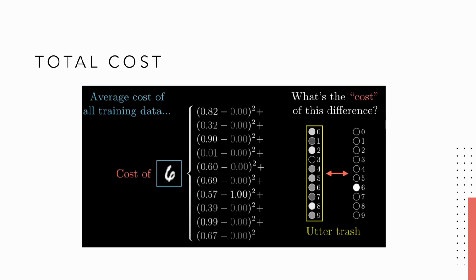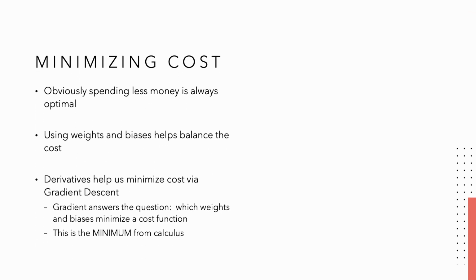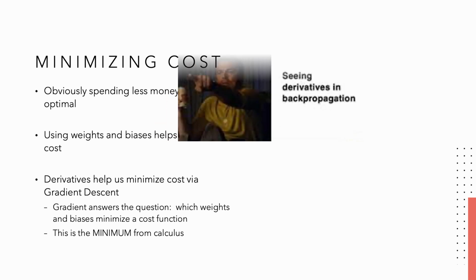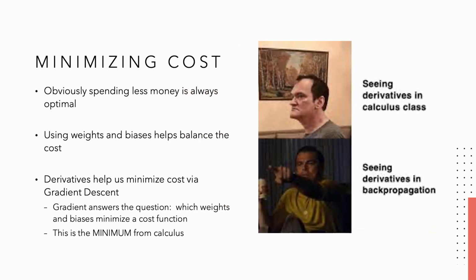And here's a visual for the total cost. So in order to minimize this cost, like we said, spending money is optimal. Weights and biases will help us figure out how can we manipulate this cost function to give us what we need in the most effective manner. Again, derivatives are going to help us. And apparently seeing derivatives in calculus class and seeing derivatives in backpropagation kind of feel a little different.